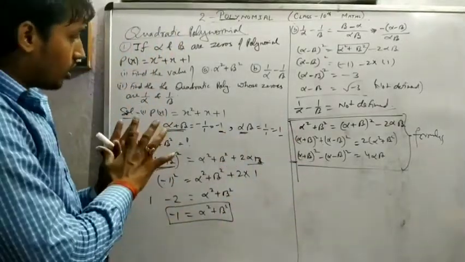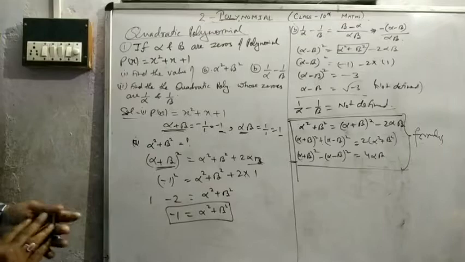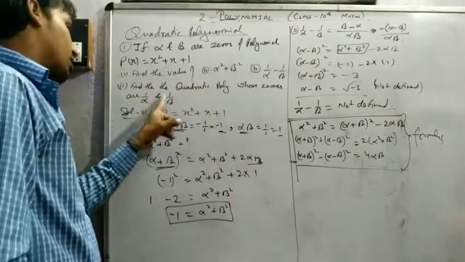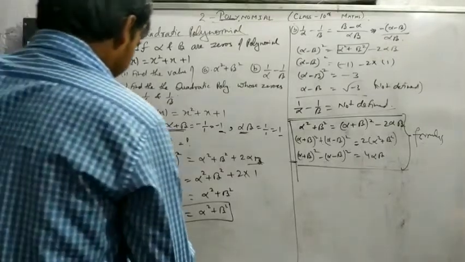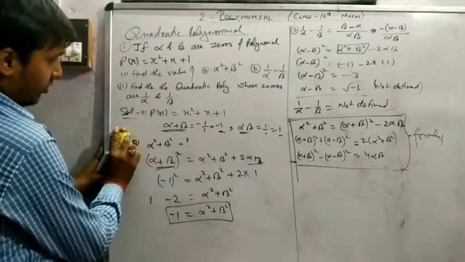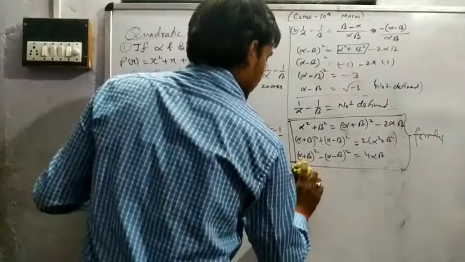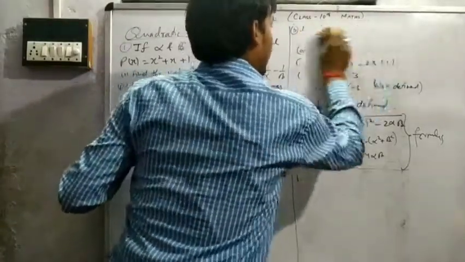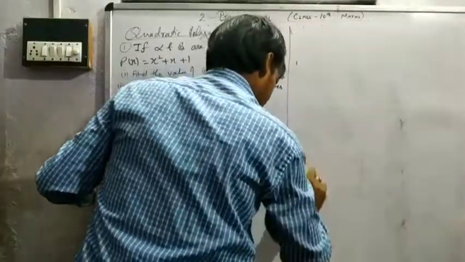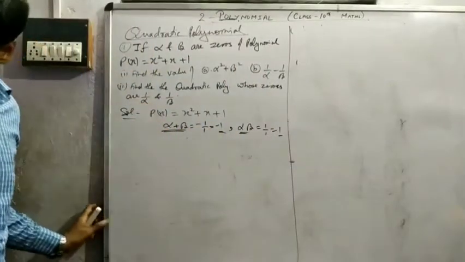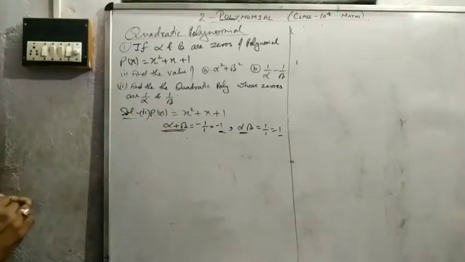So that's the first part. We only find the value of this. But the next part, find the quadratic polynomial whose zeros are this and this. So how do we find them? Let's see. So we have to rub the first solution. Yes, we have to rub the formula also. From both, this part is same. First, you find the value of alpha plus beta and alpha into beta.